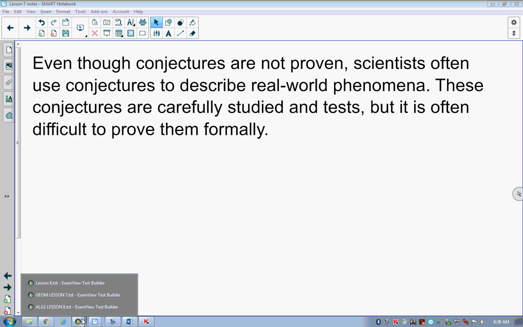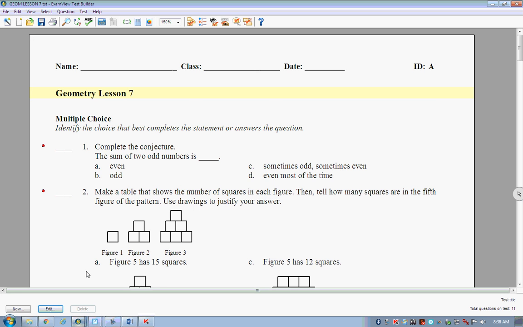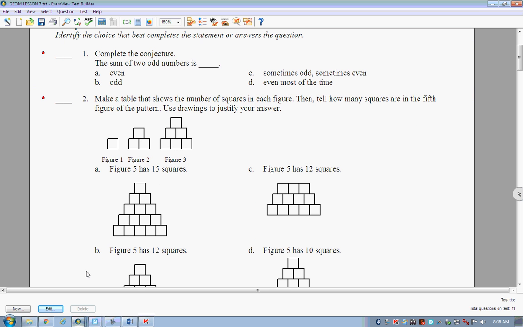Actually, let's look at questions. Okay? All right, here's question number 1. Complete the conjecture. The sum of two odd numbers is what? What do you think? I heard somebody say even? All right. Can we find a counterexample to that? No, we can't. So he's right. The sum of two odd numbers is even.